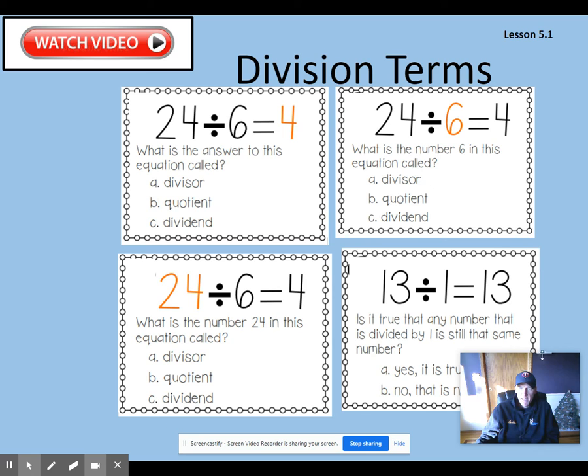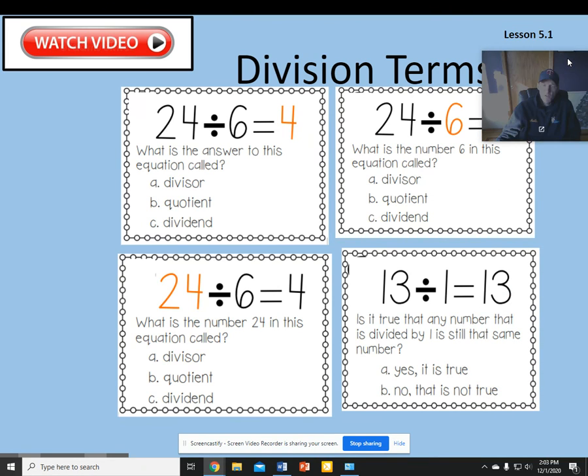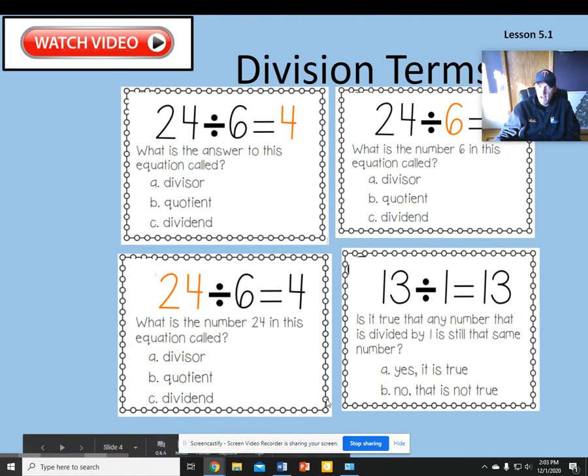Next question says, I better move myself. Excuse me. Is it true that any number that is divided by 1 is still the same number? Think about that. If you had 13 leaves and you're making groups of 1, how many groups would you make? 13. Yeah, that's true. Come back for video 2.